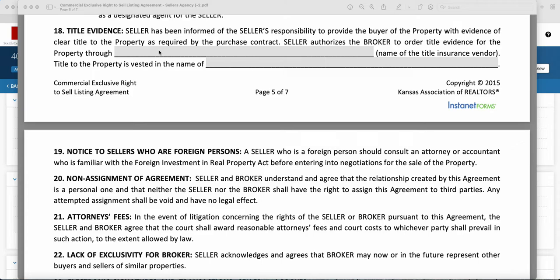So this is where you would put the name of the title insurance company, and then you would put the name of the property that the property is owned by right here. And then this would give you the opportunity, when they sign the listing agreement, to go right to the title company and say, hey, Sally or Harry, we've got this new listing. Can you please prep the title work?